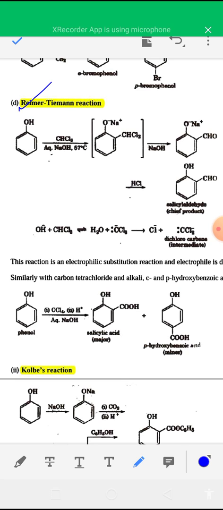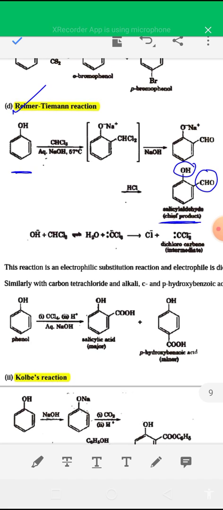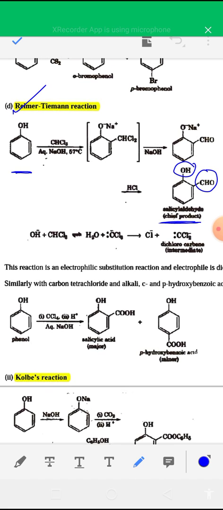In the Reimer-Tiemann reaction, you can convert phenol to salicylaldehyde. Salicylaldehyde means OH group and CHO group. You can enter one CHO group in the benzene ring of phenol using the Reimer-Tiemann reaction. So you have to remember what the reagents are. In the first step, chloroform CHCl3 and aqueous NaOH, and almost 60 degrees Celsius temperature is required.